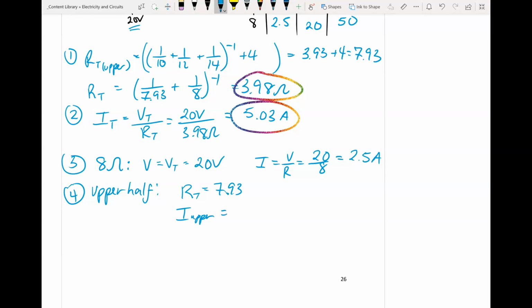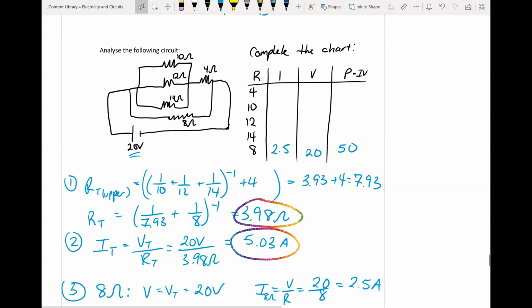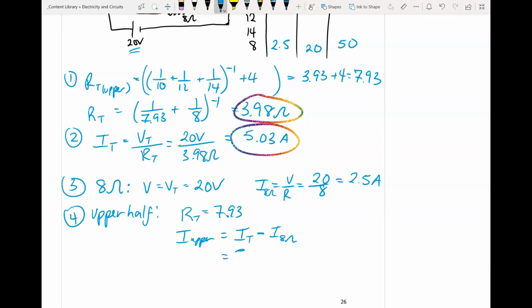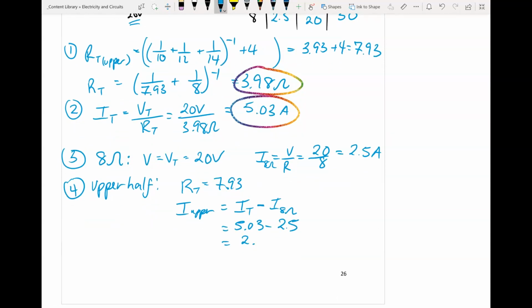It's going to be calculated as the total current minus the one from 8 ohms. Then whatever's left over is just going to be the upper half. So think about this again. We know the current total for this entire circuit. We already figured out what the current is when it goes through the 8 ohm resistor. So whatever's left over is going to be the current for the upper half. So that would be 5.03 minus 2.5. And this is 2.53 amps for the upper half.